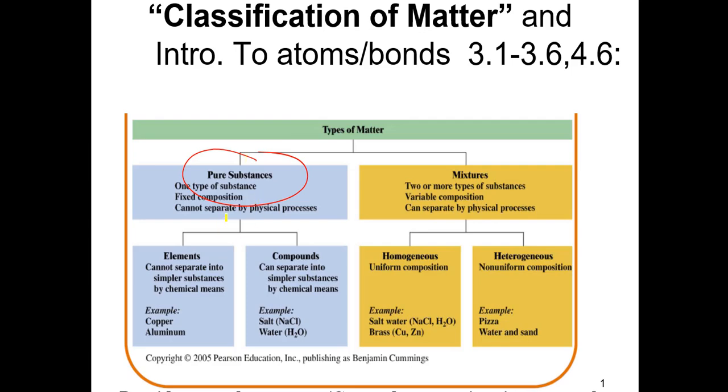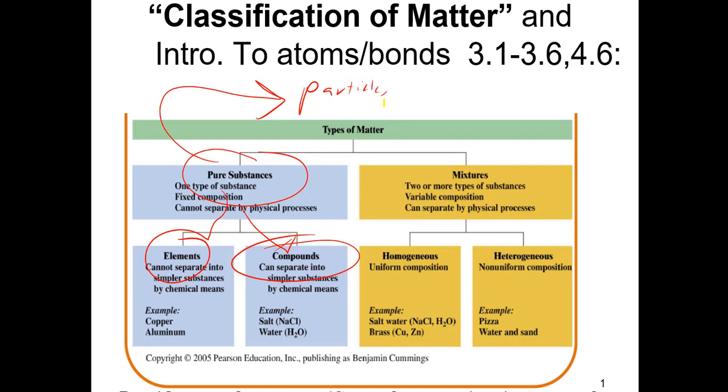Now, pure substances can be broken down into two other categories, and they can be classified as either elements or compounds. Unfortunately, you can't just look at a pure substance to immediately know whether it's an element or compound. You need to be able to take a look at the particles that make it up.